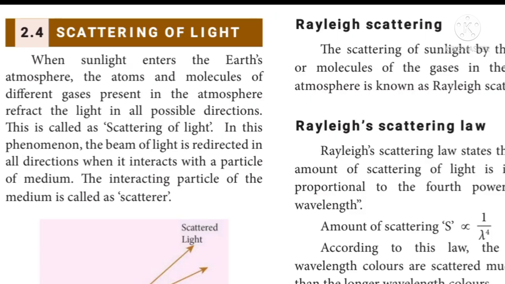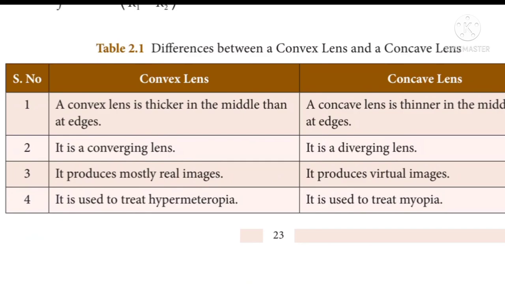Sixth question, differentiate convex lens and concave lens. It is in page number 23. Differences between a convex lens and a concave lens. Convex lens: number one, a convex lens is thicker in the middle than at edges. Concave lens: a concave lens is thinner in the middle than at edges. Second one, convex lens is a converging lens. Concave lens is a diverging lens.